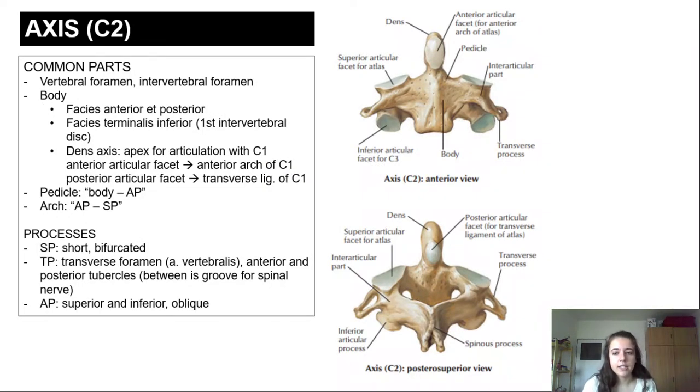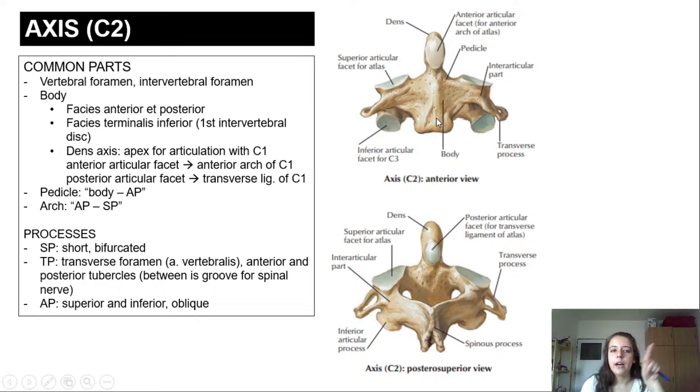Then we have axis. Axis is also very recognizable because of the structure of the dens. So we go again through vertebral foramen, intervertebral foramen. Then we have the body here. It is not very, very large.